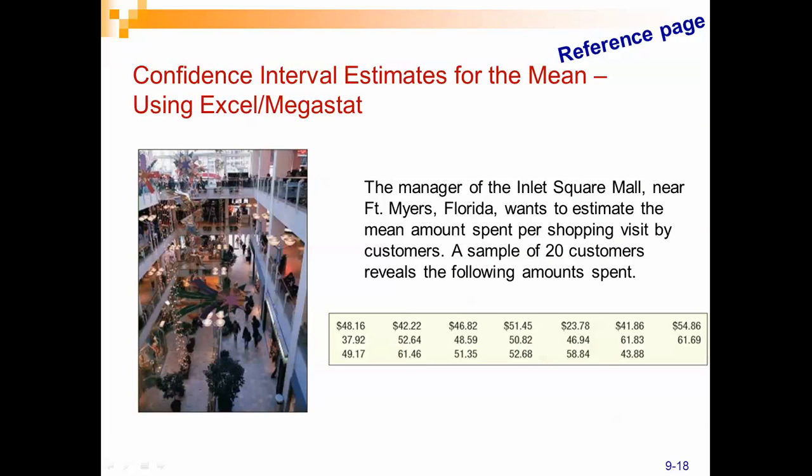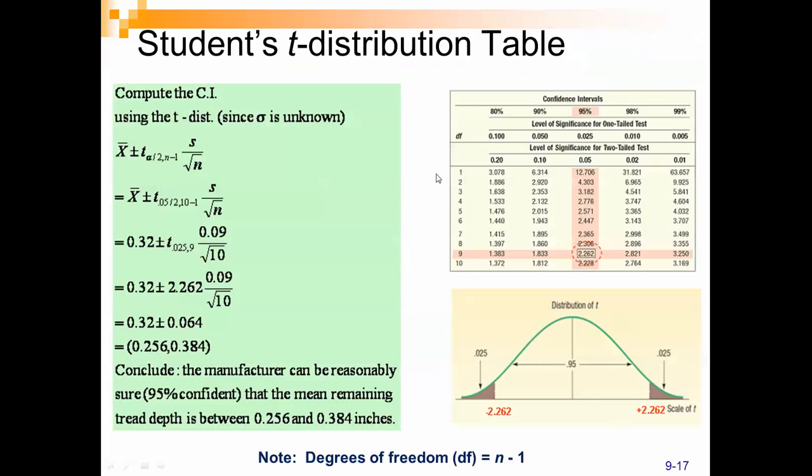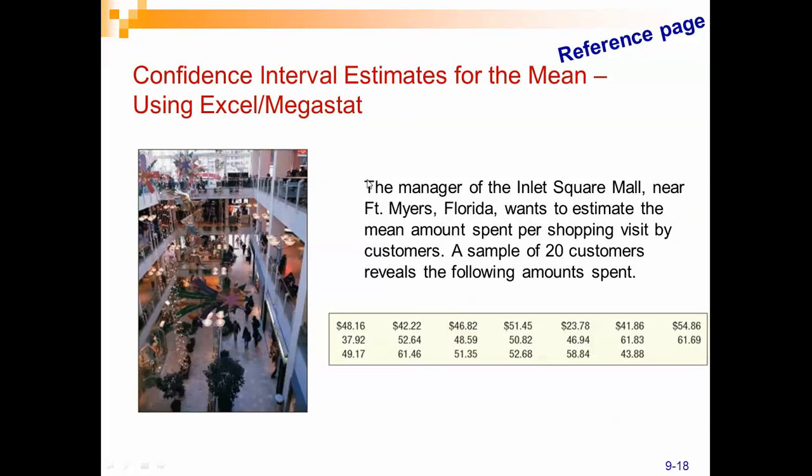And here are a couple of reference pages for you. And these reference pages go along with the worksheet exercise that we'll get to in just a minute. But the confidence interval estimates for the mean, and this is how we can do it using Excel and Megastat rather than having to go through the process of using your book for it. And here's our example scenario. The manager of the Inlet Square Mall near Fort Myers, Florida wants to estimate the mean amounts spent per shopping visit by customers. A sample of 20 customers reveals the amounts that they spent. Right here.